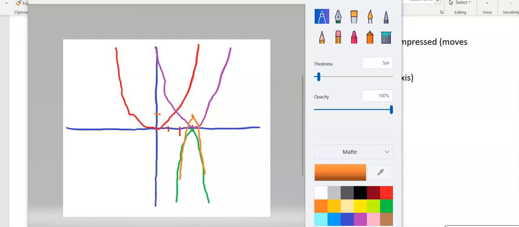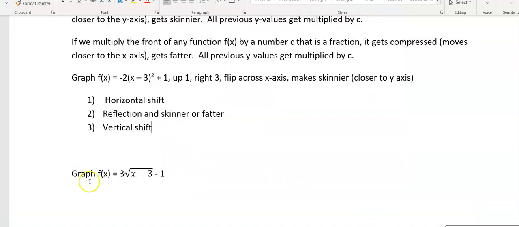All right, so let's look at another one. Now we've got this one. Let's notice that it's got the square root in it, meaning it's the square root function. So we're going to start with the square root function, but let's identify everything that we have here. That minus one out to the side tells us down one. It's the vertical shift. Inside of the square root, that's our horizontal shift, that minus three. So that's going to be right three. Remember, our horizontal shifts are always the opposite. And then a three out in front is going to make this thing skinnier.